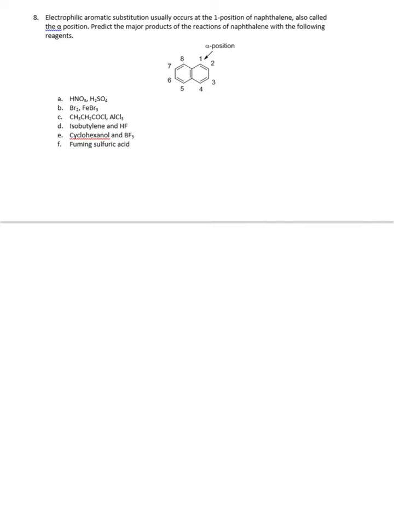Okay, the last problem has to do with electrophilic aromatic substitution, and it tells you it's at the one position in naphthalene. It's also called the alpha position. So basically, you just look at your reagents and you do electrophilic aromatic substitution. So for this one, I'm going to add a nitro group there. B is going to add a bromine there. C is going to make the Friedel-Crafts acylium ion, so it will add this acetyl type group. Isobutylene and HF makes the carbocation here.